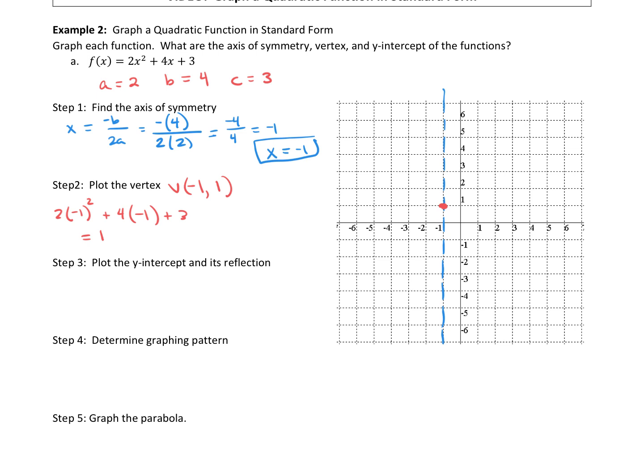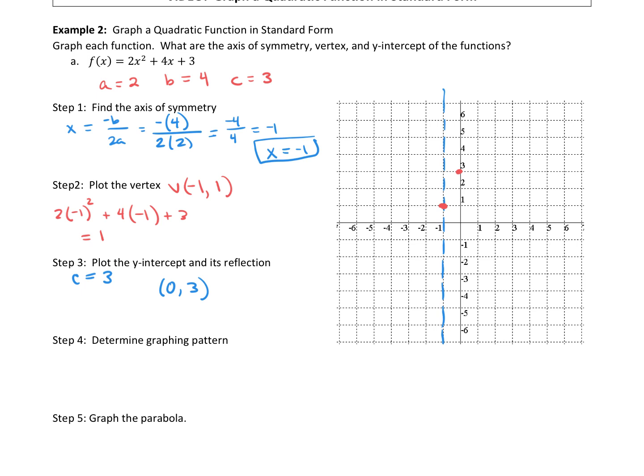All right, step 3, the y-intercept. So we learned that the y-intercept is your c value. So our c value is equal to 3 from up above. So the y-intercept is that ordered pair 0, 3. So let's go to our graph and plot a point at 0, 3. And anytime you have a point on your parabola on either the left side or the right side, you can get its reflection point. So what that means is, these graphs are symmetrical.